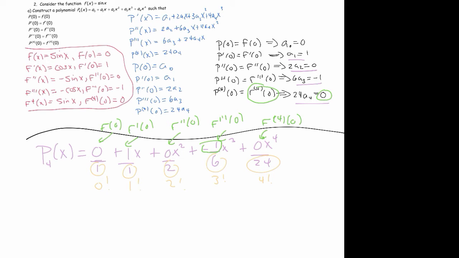So I'll later put down e to the x and sine of x. Cosine of x is another one that comes up. Those are three of the ones that you're going to end up memorizing.